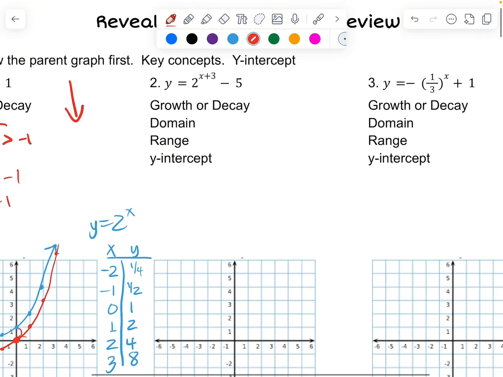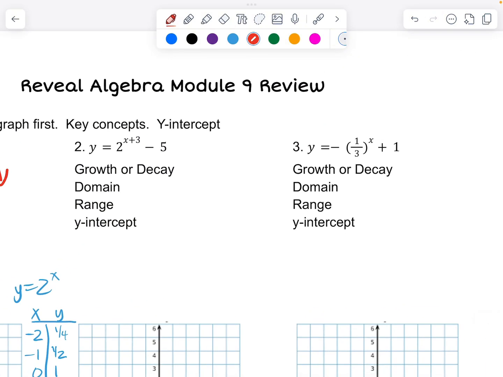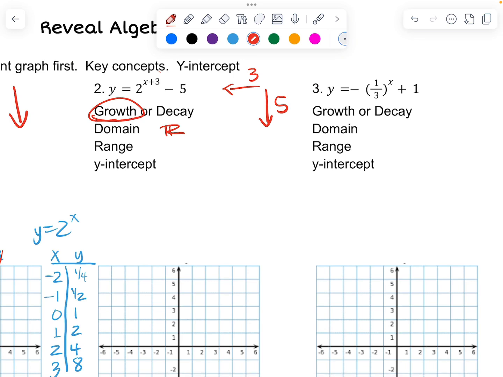Okay, let's look at this next one. This one is still growth. The domain is all real numbers. This says that I'm going to go to the left 3, and then I'm going to go down 5. Let's look for my y-intercept. My y-intercept is y equals 2 to the 0 plus 3, minus 5. So that's y equals 2 to the 3rd. That's 8 minus 5, so that's 3. So the point (0, 3).